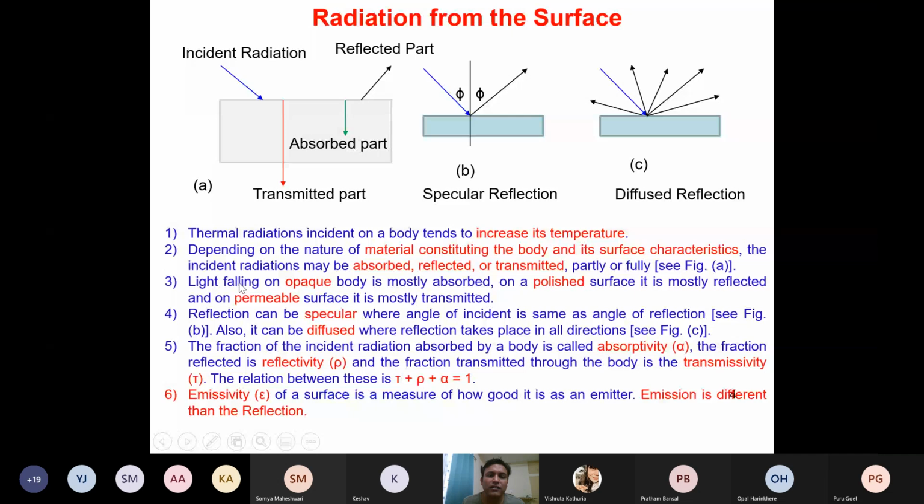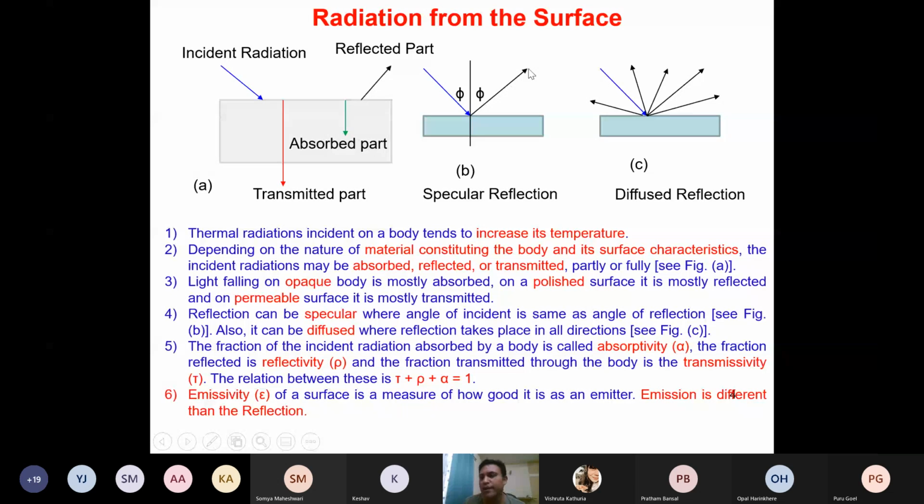Again, the light falling on an opaque body is mostly absorbed. So if you take an opaque surface, most of the radiation falling on it will be absorbed. On a polished surface, most of it gets reflected, and if you have a permeable surface, then most of it is transmitted. Reflection can be specular, where the angle of incidence is the same as the angle of reflection. So that is shown here.